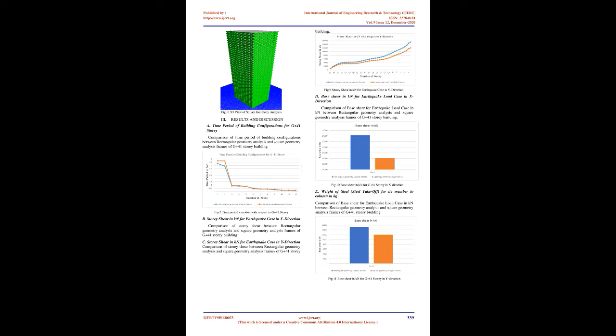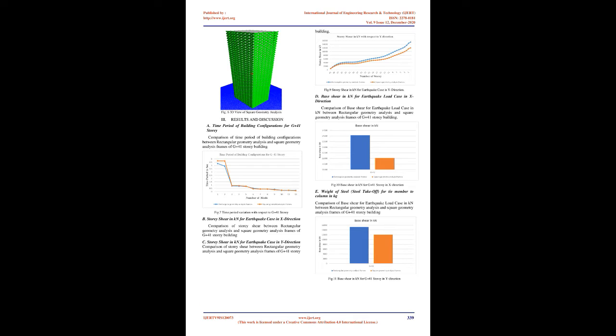Time period of building configurations for G plus 41 story. Comparison of time period of building configurations between rectangular geometry analysis and square geometry analysis frames of G plus 41 story building. B. Story shear in kN for earthquake case in X direction. Comparison of story shear between rectangular geometry analysis and square geometry analysis frames of G plus 41 story building.